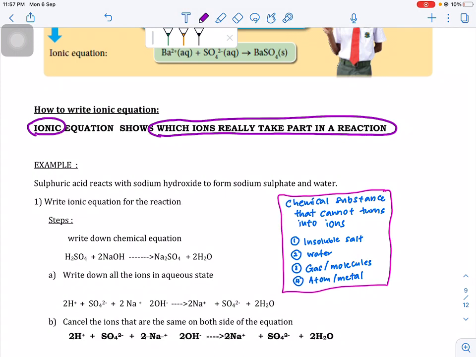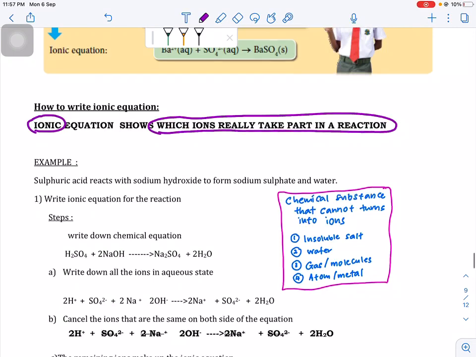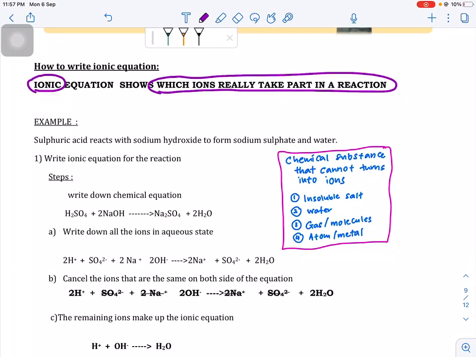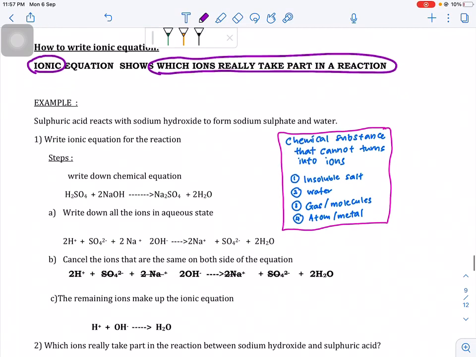So, how to write the ionic equation? We have a few steps here. The first one, you need to write down the chemical equation first. Let's say sulfuric acid reacts with sodium hydroxide. You get sodium sulfate and water. Make sure it is balanced.